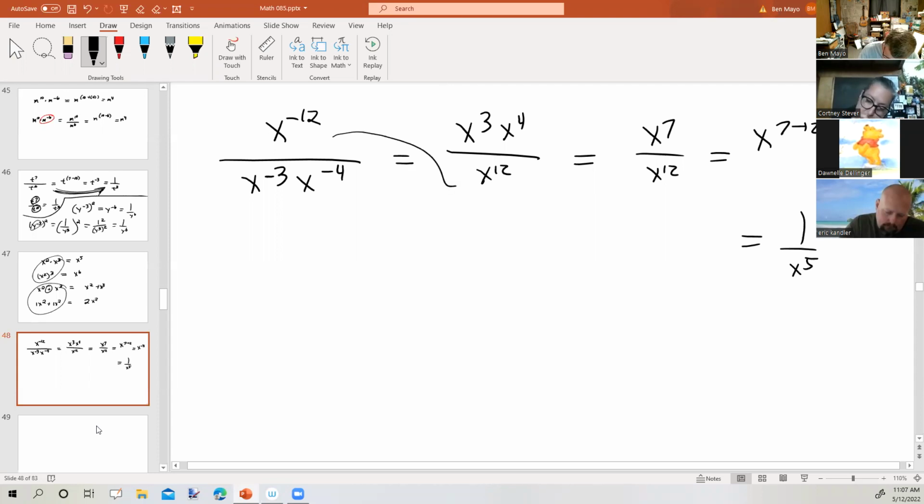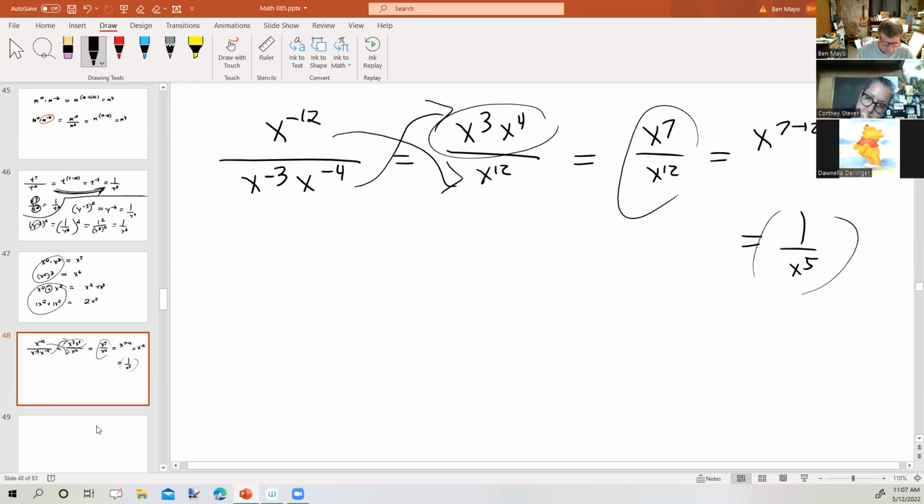So here I put that there and that there, and then I combined those, and then I divided, and then I turned it into a positive exponent. Okay. We all right with that? Any questions there? Can you do another one like this? You betcha.